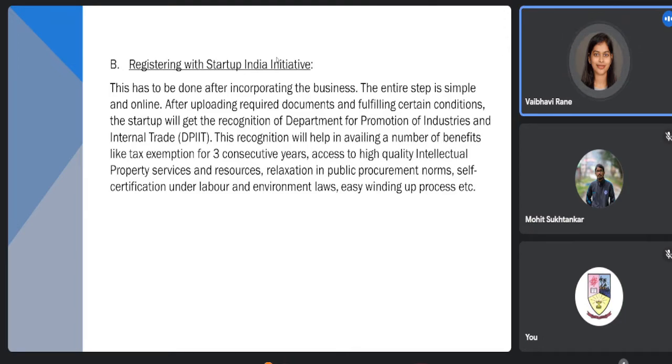And this recognition will help you in availing a number of benefits like tax exemptions for 3 consecutive years, access to high quality intellectual property services and resources, relaxation in public procurement norms, self-certification under labor and environmental laws, and easy winding up process, and many other benefits would be accrued over a period of time. So as soon as you incorporate, register yourself as a startup with the Startup India Initiative.